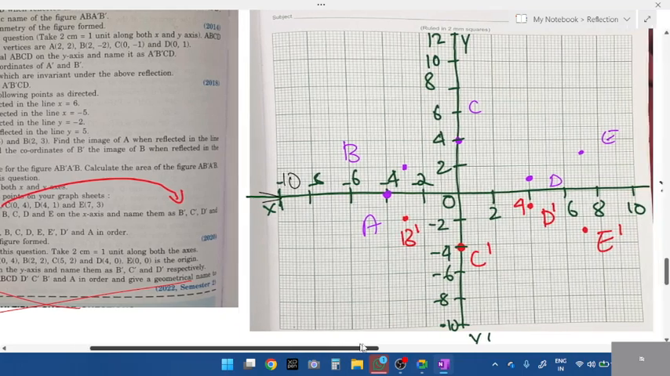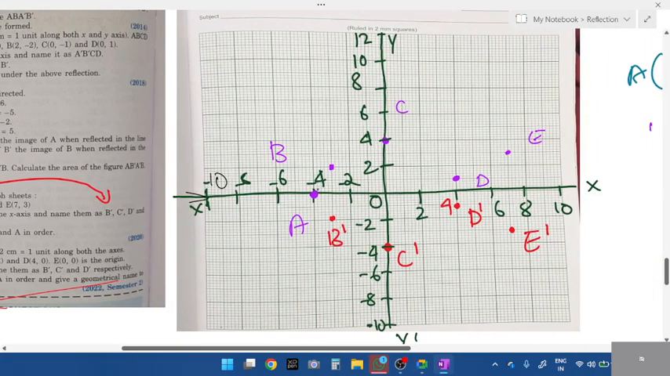First A, B, C, D, E. Let me connect A, B, C, D, E. Look here. A, B, C, D, E. Is it correct till here? A, B, C, D, E. All of you connected?